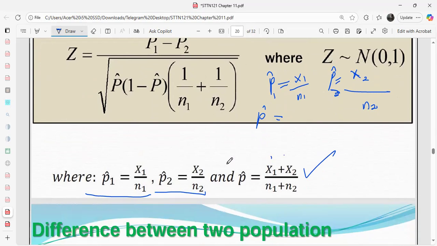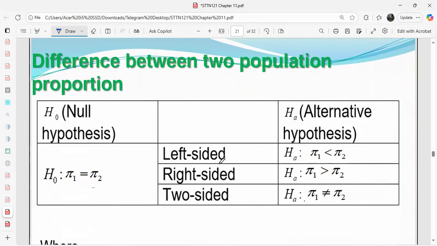The steps are still the same. Step 1, you formulate the hypotheses. Step 2, you specify the level of significance and write down the value of the test statistic. Step 3, you calculate the test statistic. Step 4, you compare the p-value with the level of significance. Step 5, you make a decision or draw conclusions.